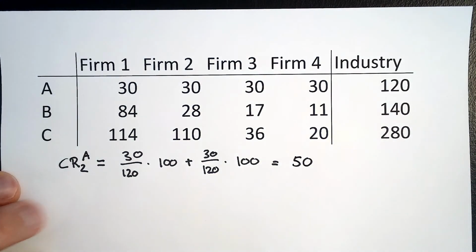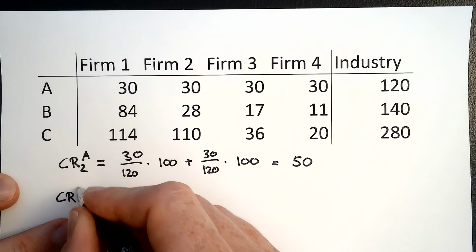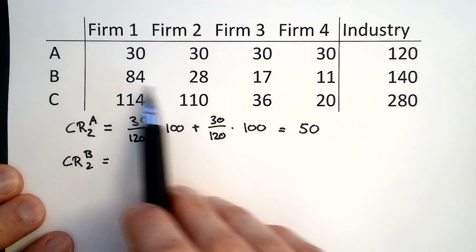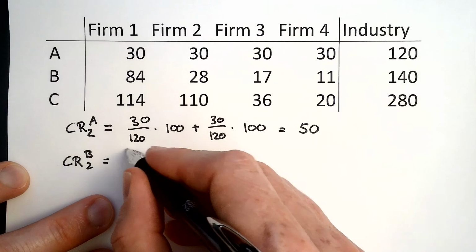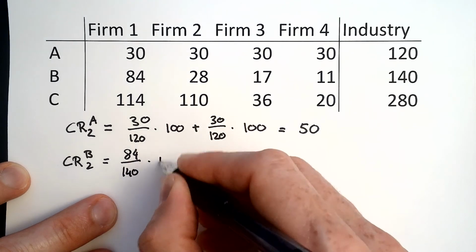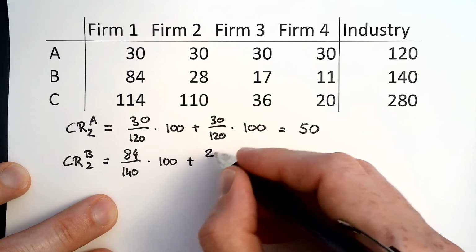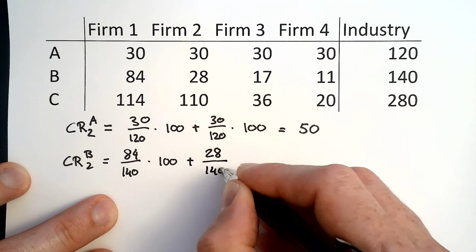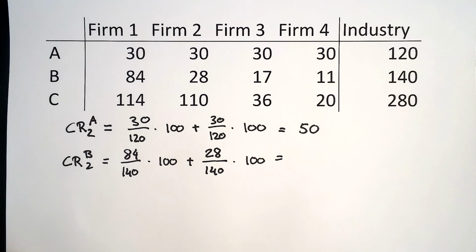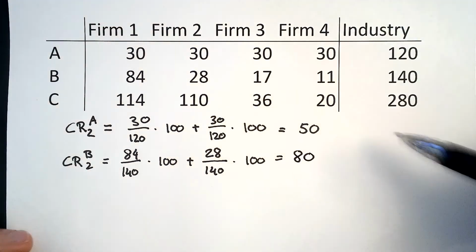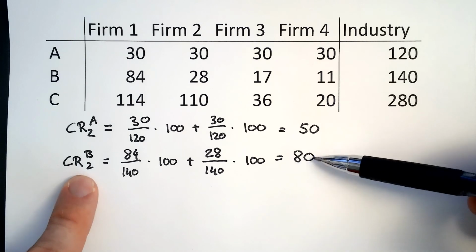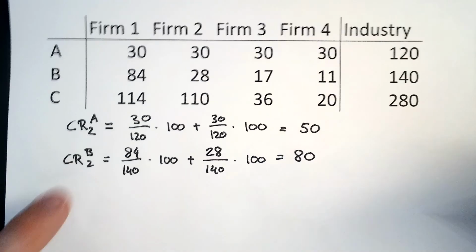Okay. Now, if we do the concentration ratio for industry B, and again, we are looking at the two largest firms, so 84 and 28, then we get 84 divided by 140, which is the industry sales, times 100, plus 28 divided by 140 times 100, and we get a concentration ratio for industry B of 80. What 80 means is that the two largest firms are controlling 80% of the market in this industry.